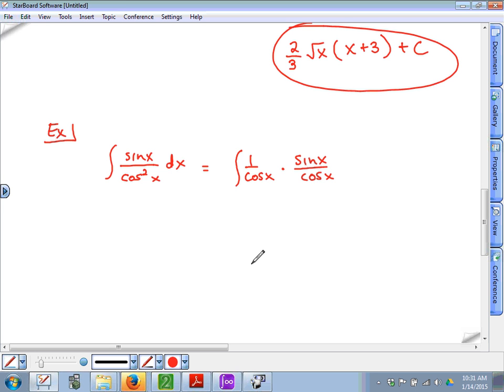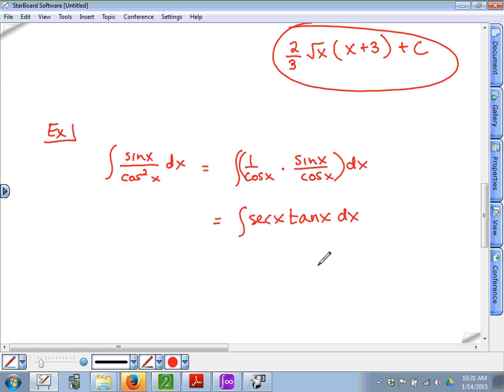Do you guys see what happened there? Cosine squared is just cosine times cosine. So you change that into 1 over cosine times sine over cosine. Are we all in agreement that this is the same as that? We're just missing a dx. Yeah, there's a dx here. Then what is 1 over cosine? Secant of x. And sine over cosine? That's tangent.